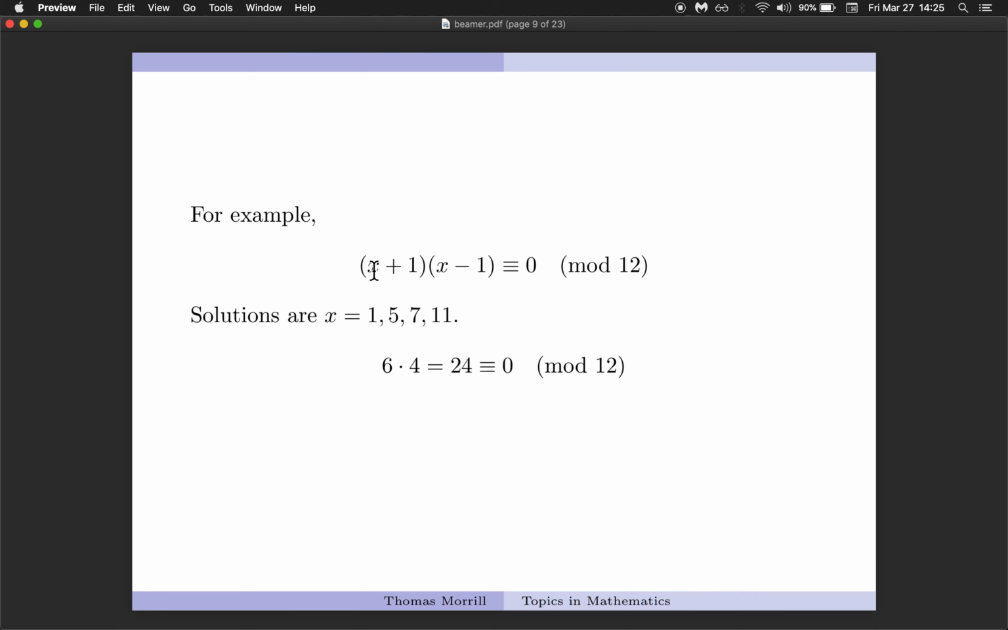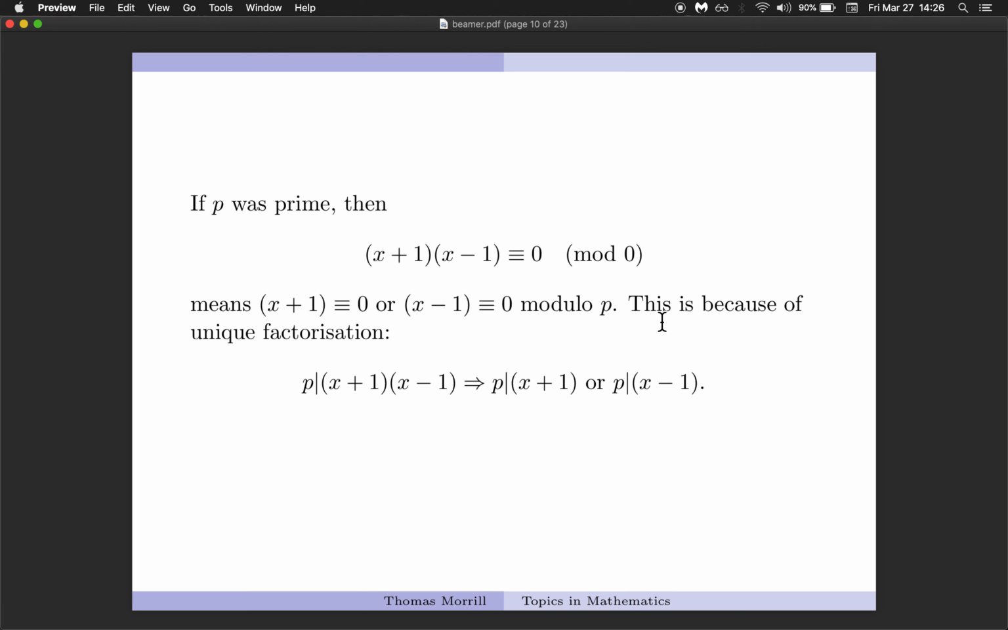If you don't believe me, plug in x equals 5. Here I'll get 6. Here I'll get 4. 6 by 4 is 24, which brings me to 0, mod 12. So 5, which is not 1, and 5 is also not -1, but 5 is a solution of this equation. So I get extra solutions modulo composite numbers. That is a pretty weird thing.